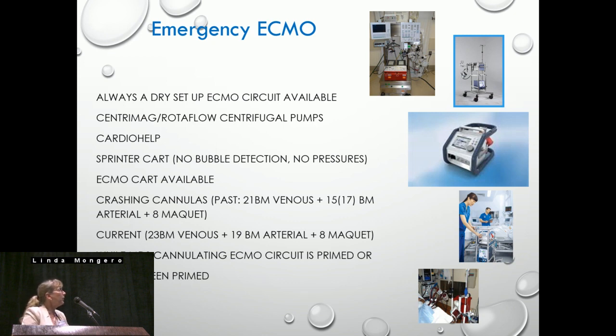You can use Centromag, Rotoflow centrifugal pumps. You can use cardio help. You can have a sprinter cart, which has no bubble detection or pressures, which is the advantage of cardio help, but nonetheless, it still is being used. I know that McKay Getting Gay is recommending that it's not for transport, but we have transported many patients on ECMO with the Rotoflow. Crashing cannulas, again, 21, 15, 17, arterial, and again, a distal cannula.